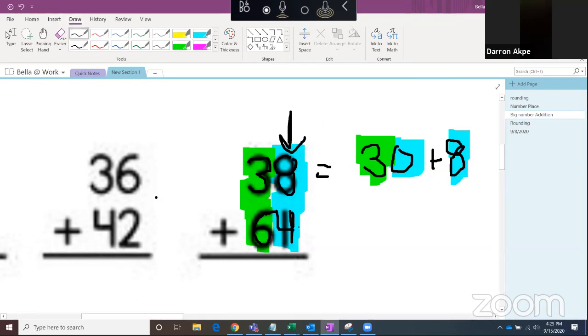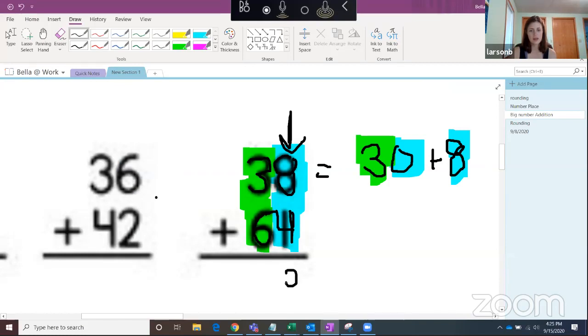So now we have 8 plus 4. Michael, can you give me what 8 plus 4 is? 8 plus 4 is 12. Cool. So we have the 2 here. And then the 1 is no longer in the ones place because it's a 10. So because we have 8 plus 4.